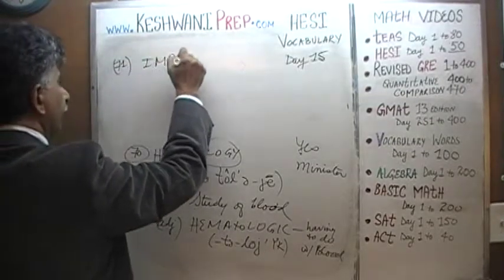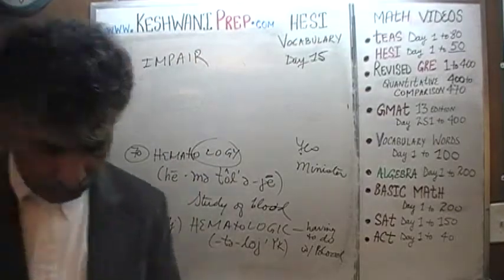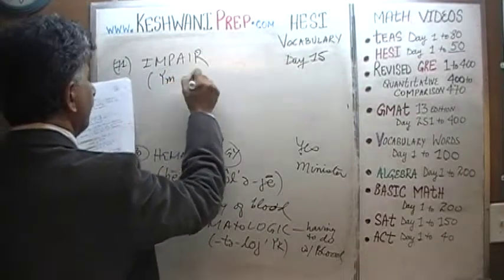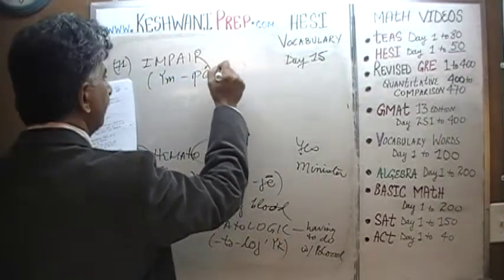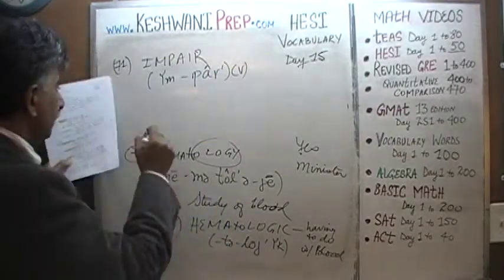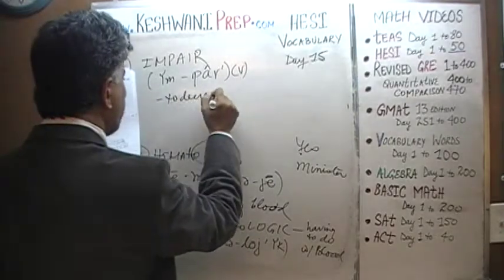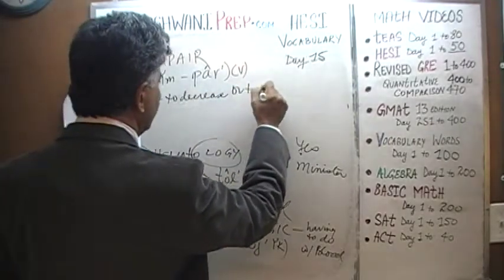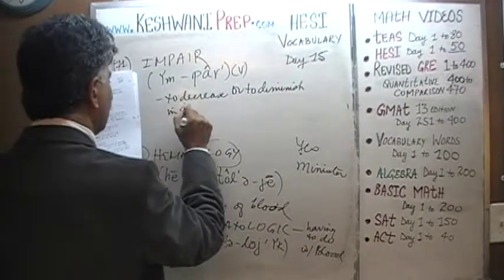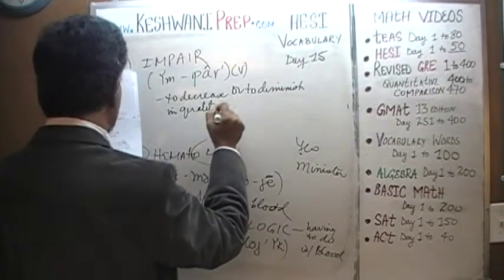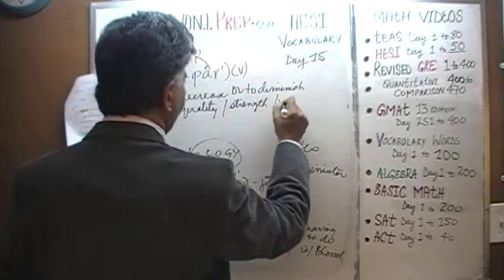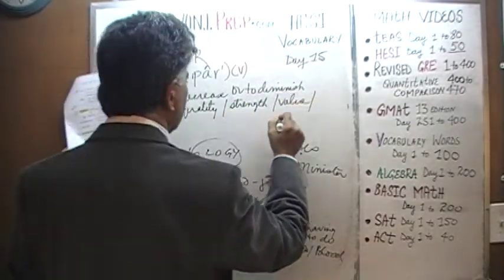We have impaired. What does it mean to impair? Impair. It's a verb, obviously. Impair means to decrease or to diminish in quality or strength, or if you like, a value, or perhaps even quantity.